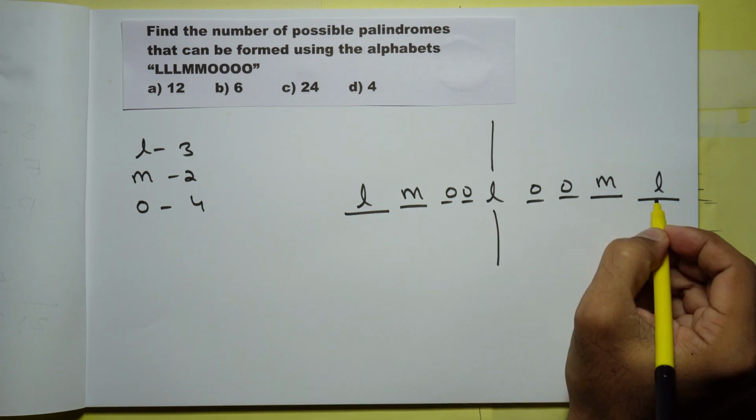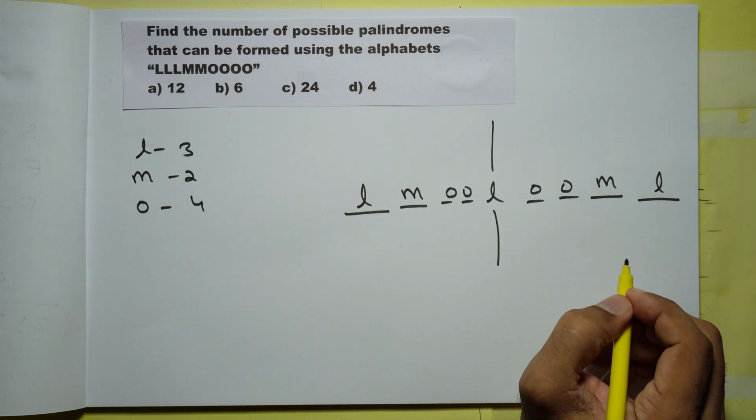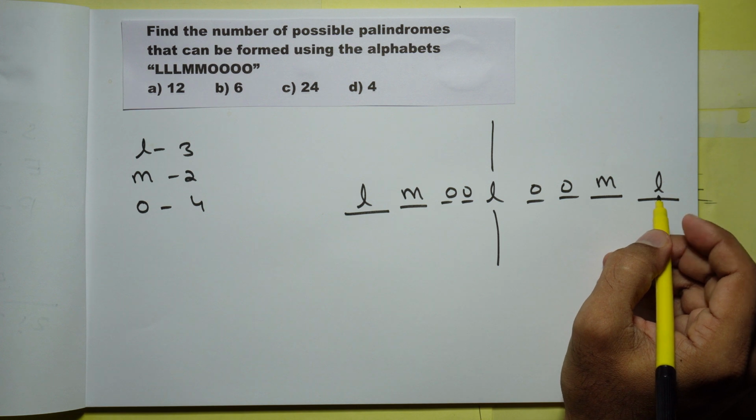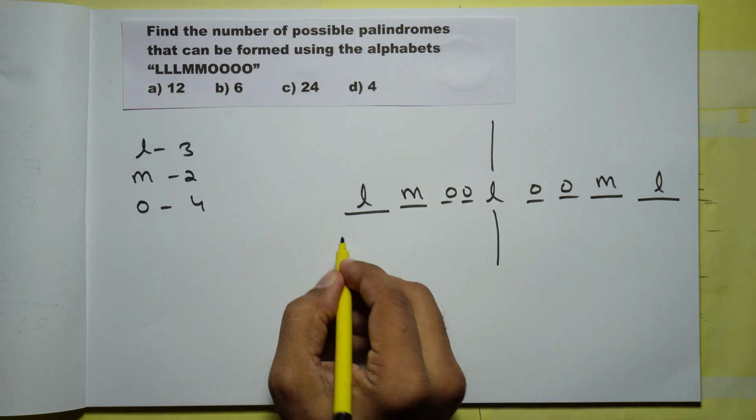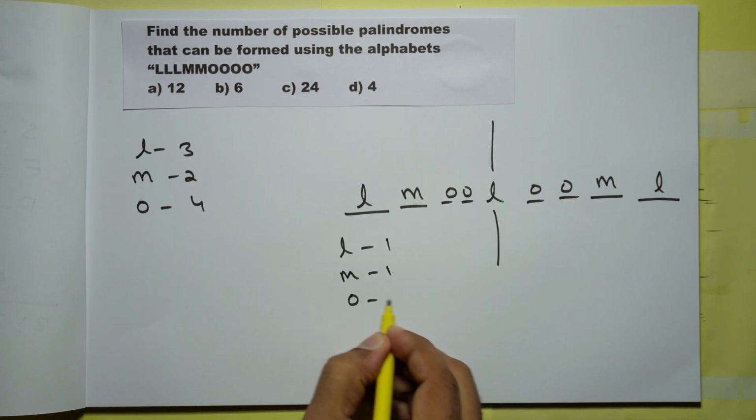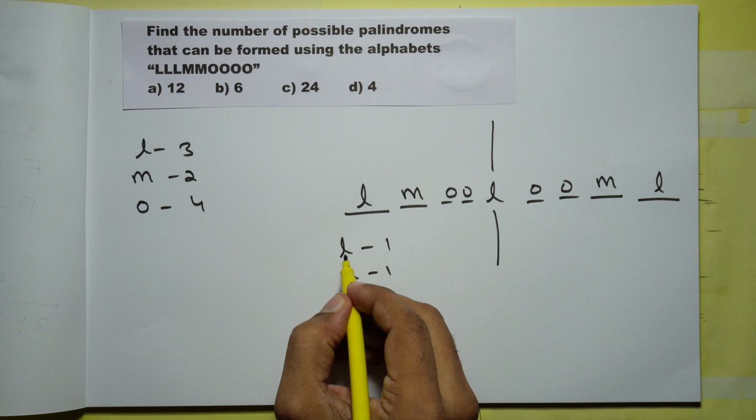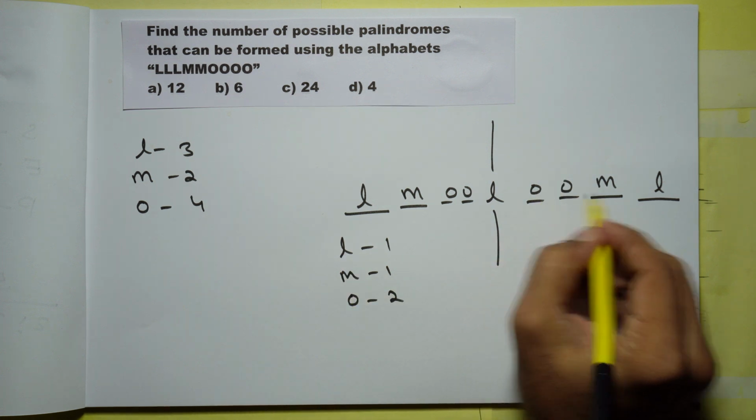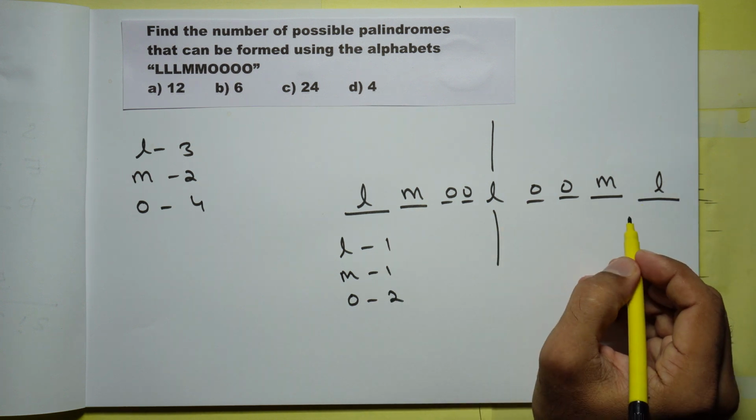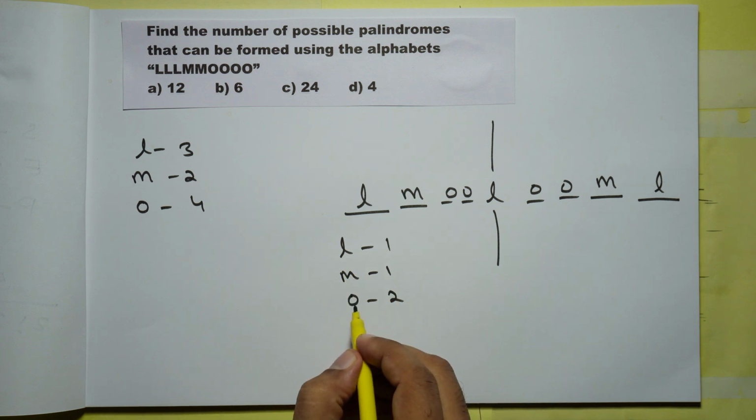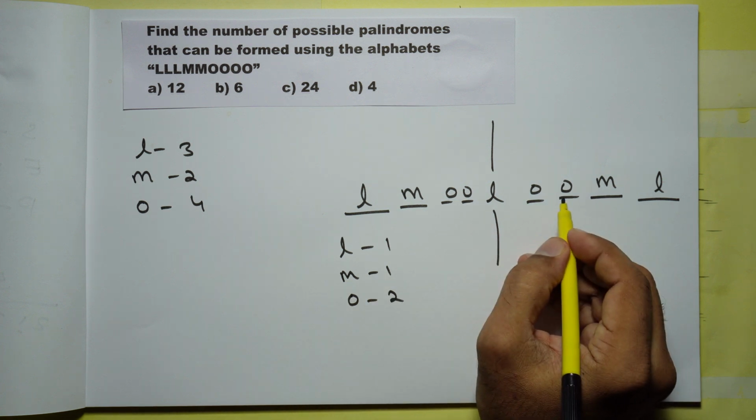So you can see that this is a palindrome. Whether you read from the left or from the right, the spelling will be the same. How many such palindromes are possible? Now on this side of the line, you have 1 L, 1 M and 2 O's. Now in how many ways can they be arranged? And for each arrangement, L, M and the 2 O's should be arranged in the same order when it is read from the right. As long as that is maintained, it will be a palindrome. So you have 1 L, 1 M and 2 O's. In how many ways can they be arranged? And for each arrangement, you will get a palindrome.